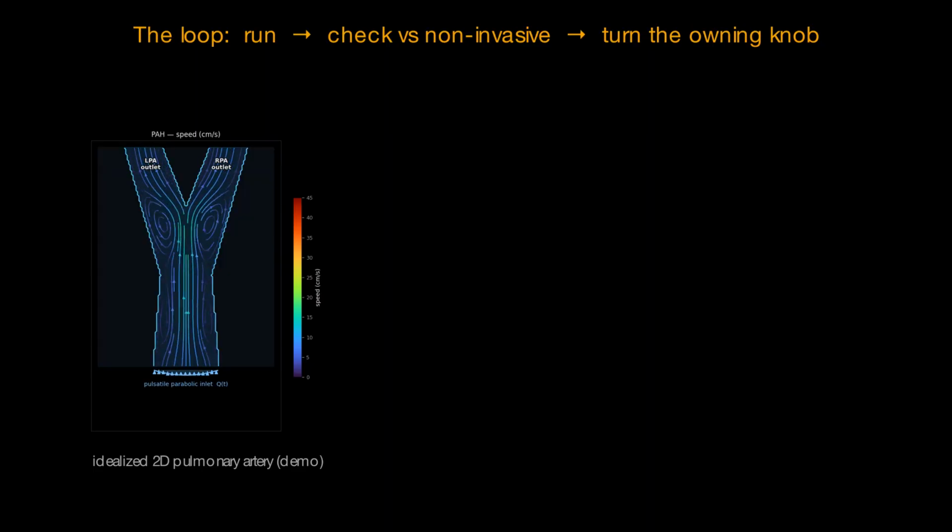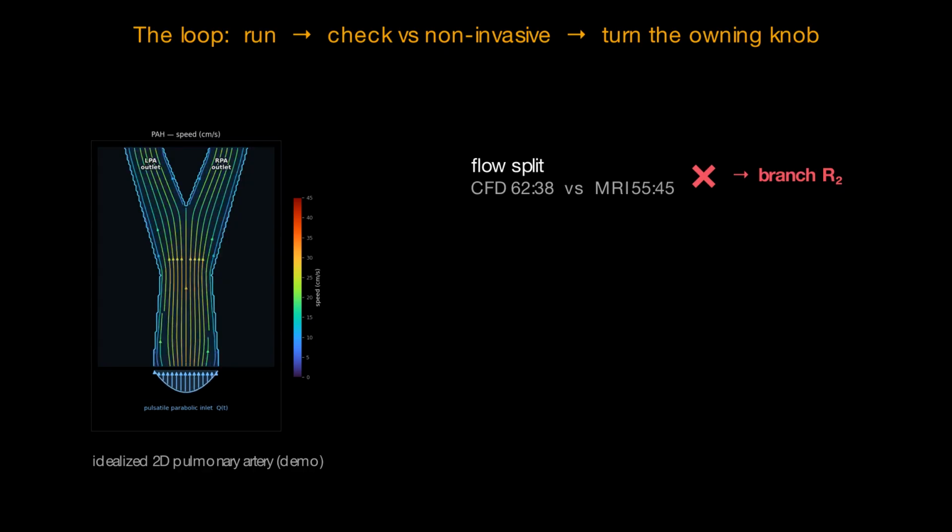Now the loop. Run the coupled simulation once, then compare what it produced against the non-invasive data, 1 check per knob. First, the flow split. Say the model sends 62% to the left lung, but the MRI says 55%. The split is set by the ratio of the branch resistances, so raise the distal resistance on the branch that's hogging the flow, and rerun.